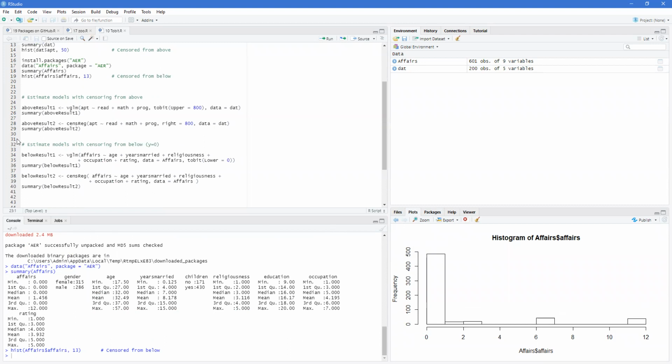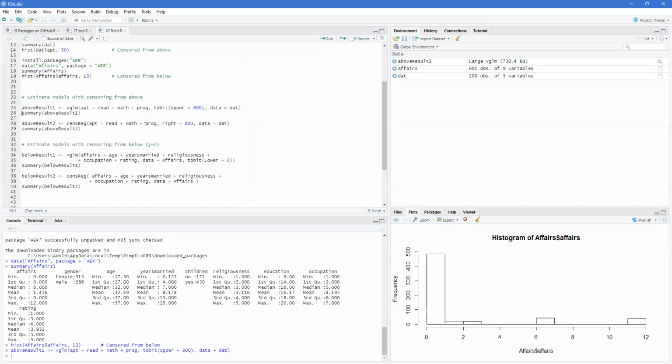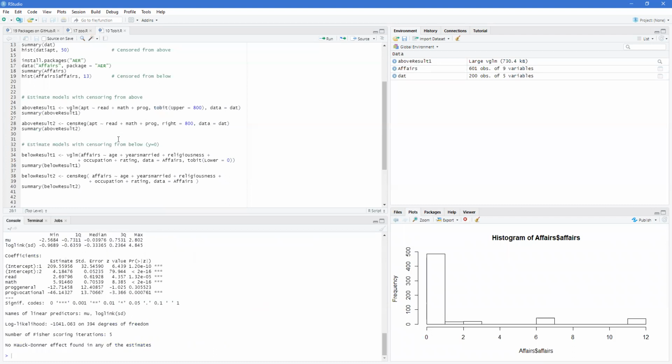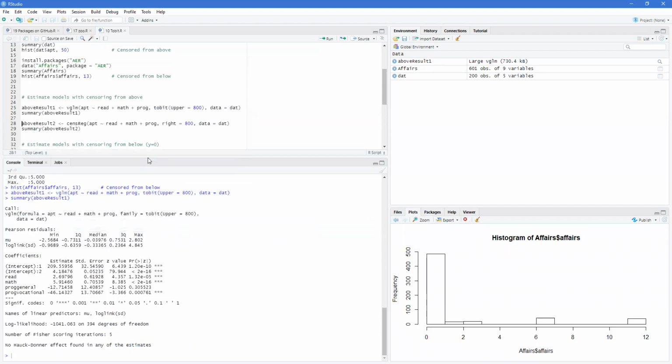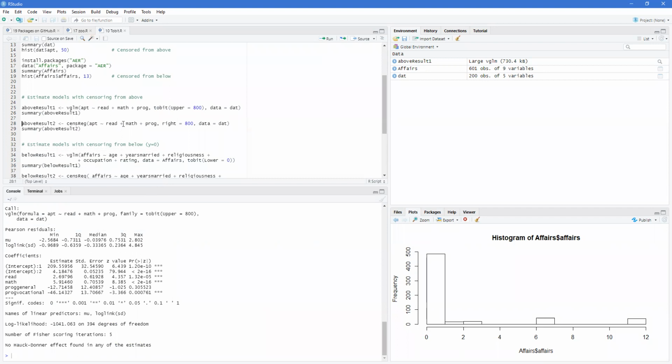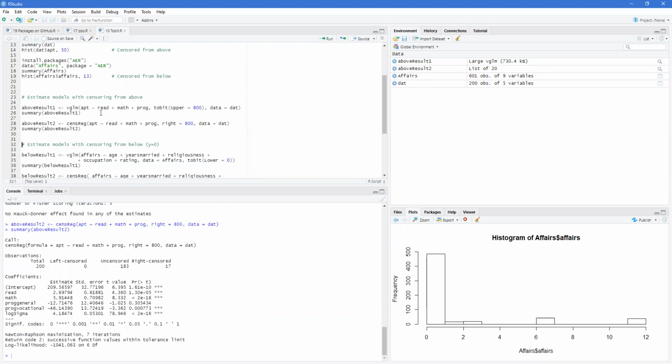Now, if we want to censor from the right, for this one, you give it the equation. You tell it it's a Tobit regression, the upper, and tell it what the upper is, 800, and then the data file. And then for the SenseReg, same thing again. You just have to use the term right is equal to, and then the data set.